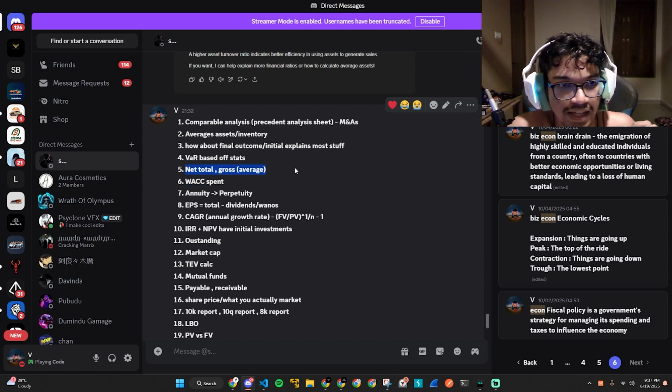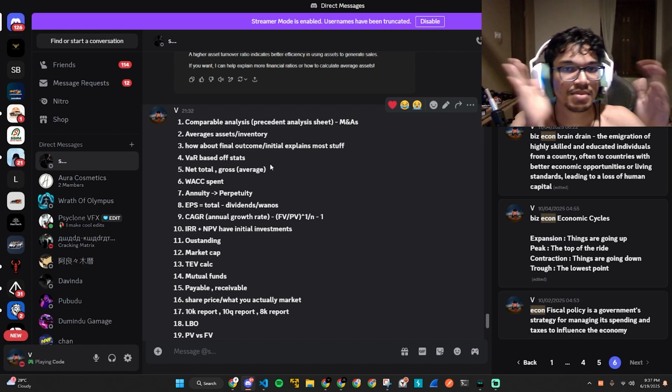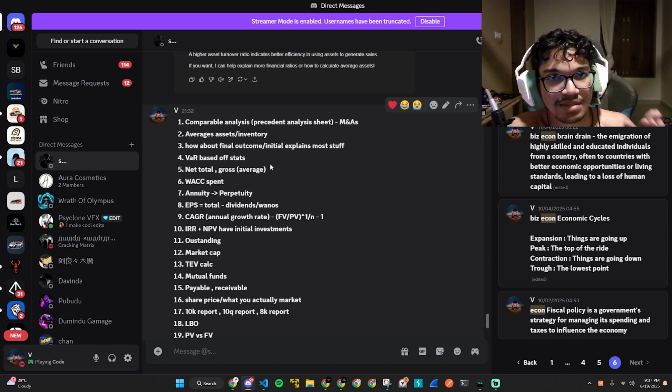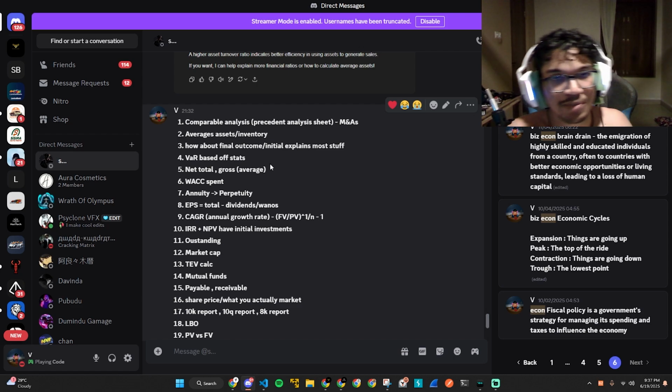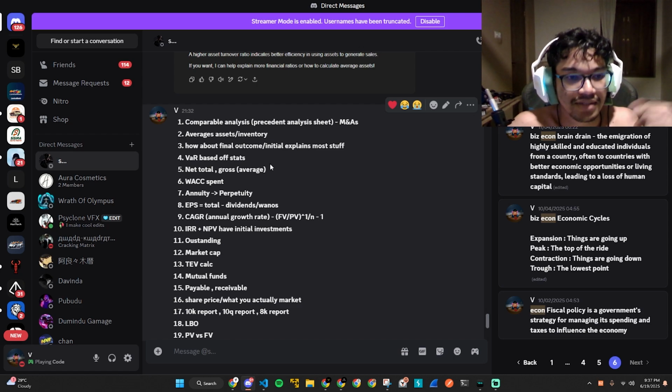And again, as I've explained, we have value at risk based off stats. This is very closely related to standard deviation, if you have heard of keeping things as close to the mean as much as possible. You check the left side and the right side to calculate the negative side of risk and the positive side of risk. So yeah, that's that.